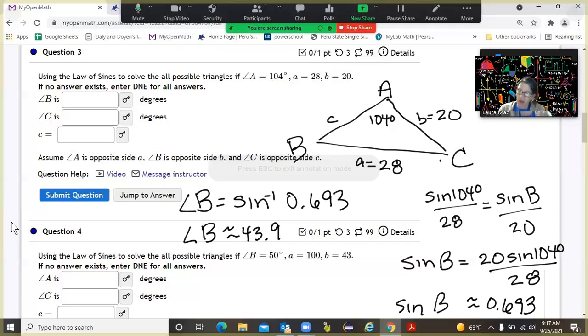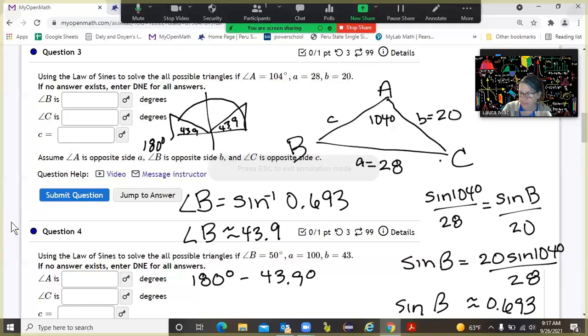All right, so sine inverse only gives you the first quadrant possibility. Now keep in mind, sine is also positive in the second quadrant. So if we know that in the first quadrant this is 43.9, if I want to know the second quadrant possibility, you see I've got to move over here, and we know that this is 180. So we can find the second quadrant possibility by doing 180 minus that 43.9. So this is first quadrant.